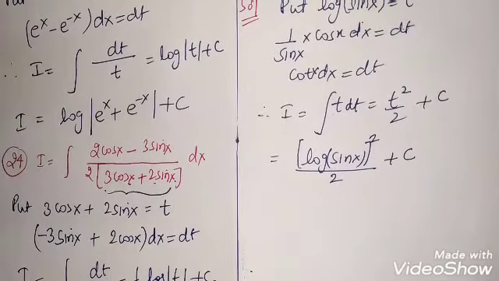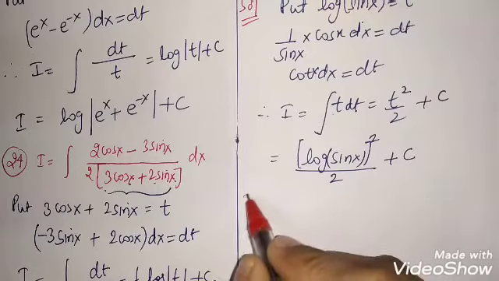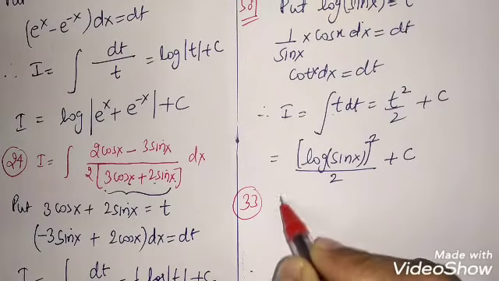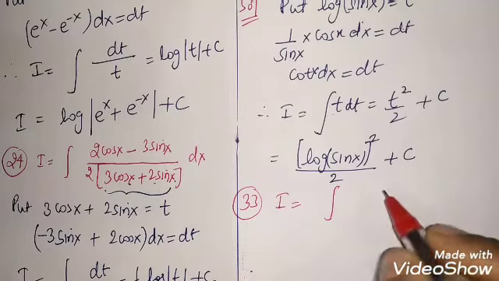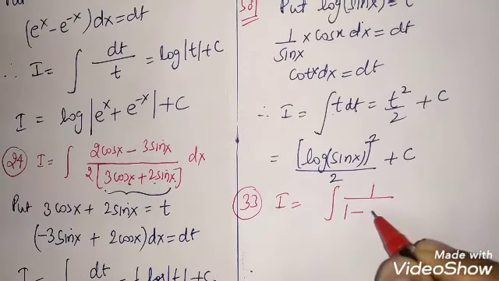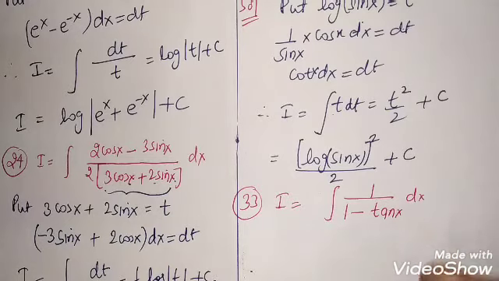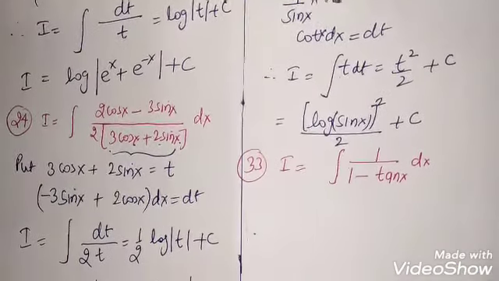Then 30th, put the denominator to be t. 31st, put 1 plus cos x to be t. 32nd and 33rd are the same type of questions, so I am doing 33rd for you. 32nd is one and the same thing. Integration of 1 upon 1 minus tan x dx.